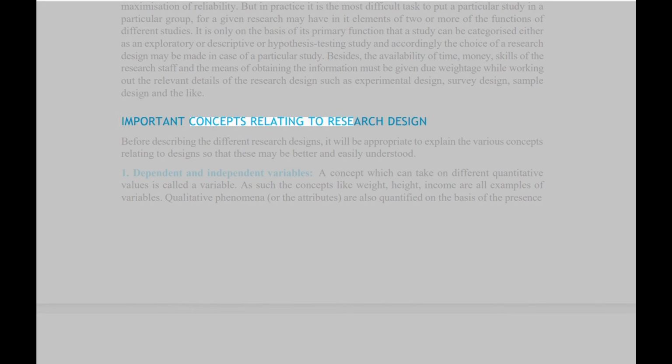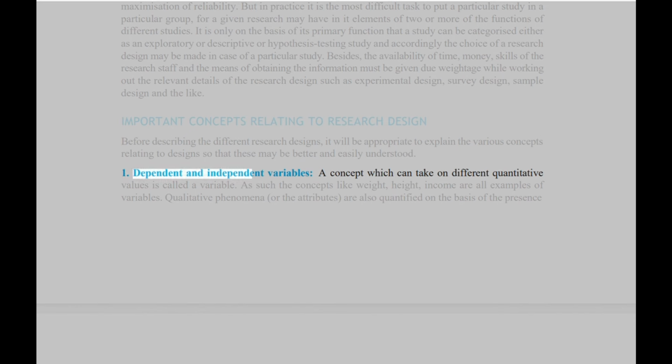Important concepts relating to research design. Before describing the different research designs, it will be appropriate to explain the various concepts relating to designs so that these may be better and easily understood.